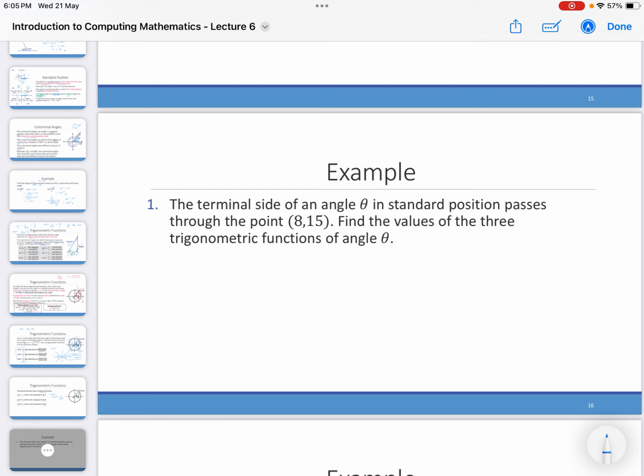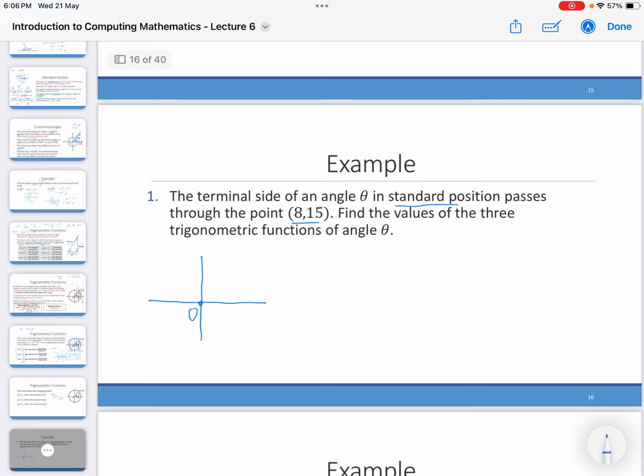So for this one, the terminal side of an angle theta in standard position passes through the point (8, 15). So we can draw first. It's in standard position, so we have the vertex over here, the origin, and then the terminal side passes through the point (8, 15), which will be somewhere around here. So the terminal side passes through this point. That means this is the angle.